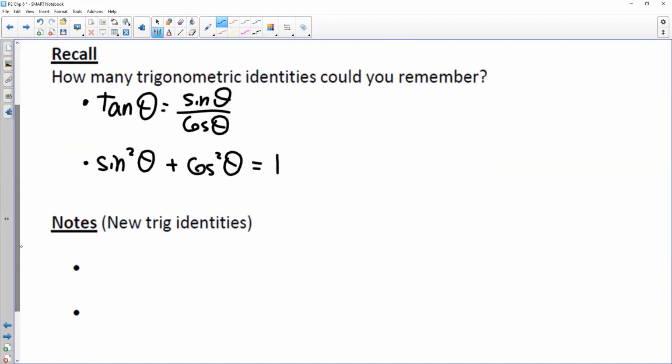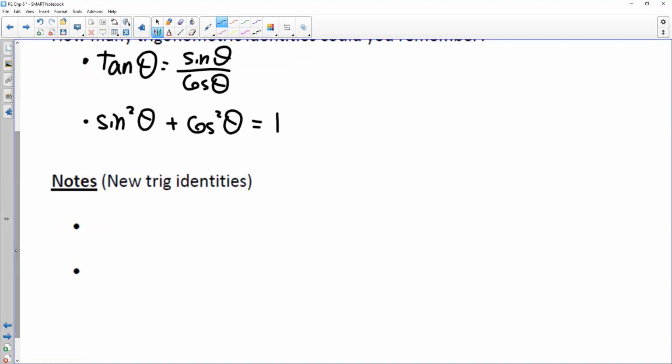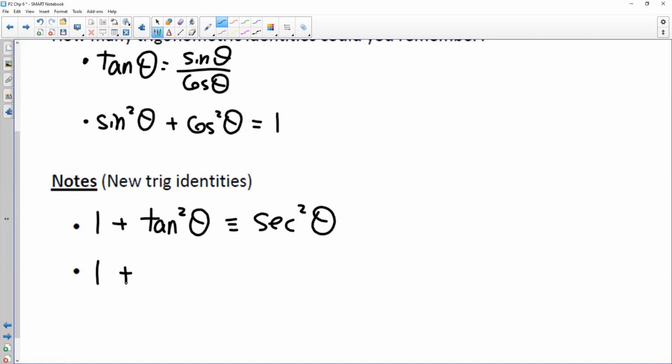So you're going to learn two new ones. They're quite similar, so if you remember the first one, you can easily remember the second one. The first one is 1 plus tan squared theta is equivalent, as an identity, to sec squared theta. Now the next one, also start with 1 plus, and then the tan squared becomes cot squared theta, and that's equivalent to cosec squared theta.